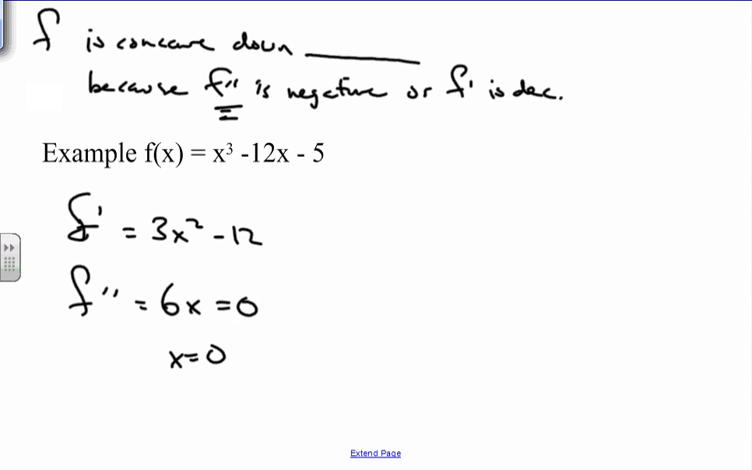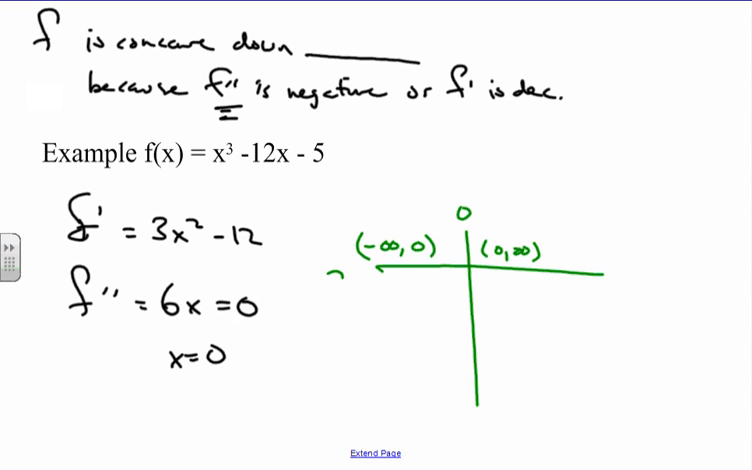Now we're going to verify that by doing a sign chart. Plug in our 0 here. We're going to go from negative infinity to 0, and from 0 to infinity, and we're going to test f double prime in our second derivative. Plug in a value anywhere on the interval. If we plug in f double prime at -1, we're going to figure out whether it's positive or negative. Plugging that in, it's negative, less than 0. That means f prime is going to be decreasing, and f is going to be concave down.